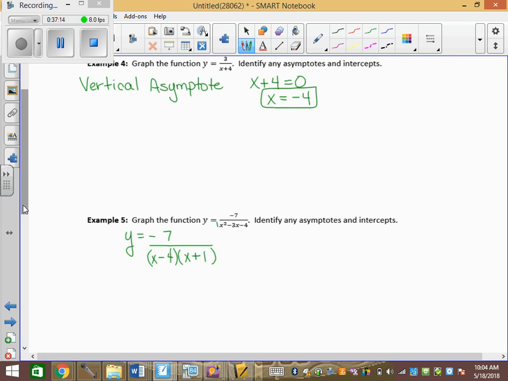Do either of these factors cancel off with the numerator? Is there an x minus 4 in the numerator or an x plus 1 in the numerator? No. The catch is, if they do factor off, it's going to give you a point of discontinuity, which you don't know what that is right now. That's fine. But vertical asymptotes only exist if these don't cancel off with the numerator. Do either of these cancel off? No. So they're vertical asymptotes.